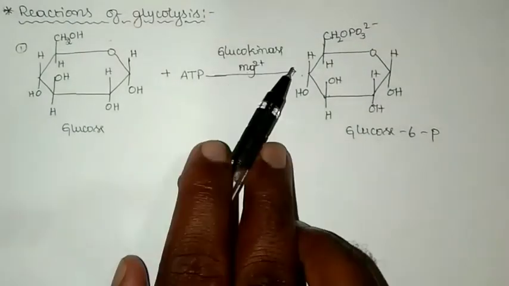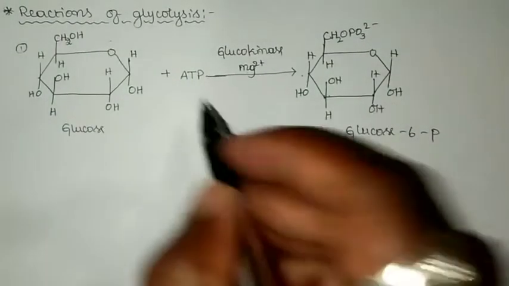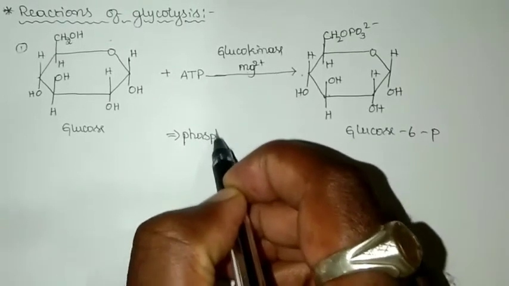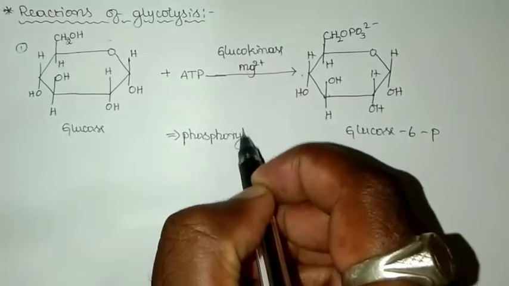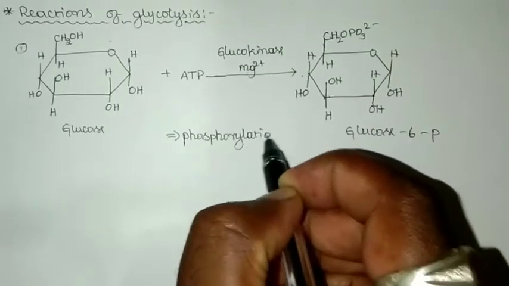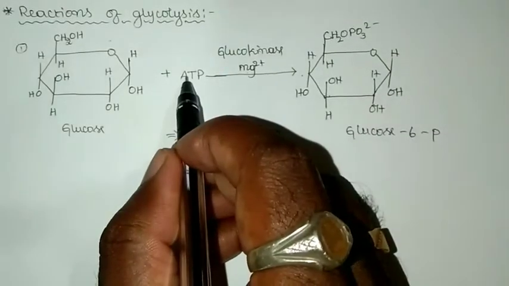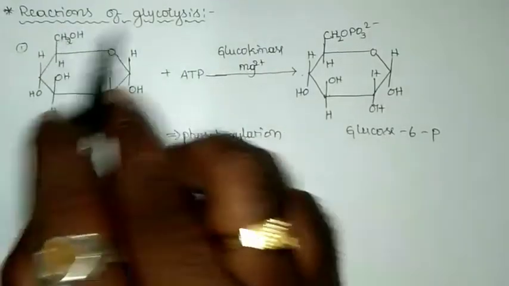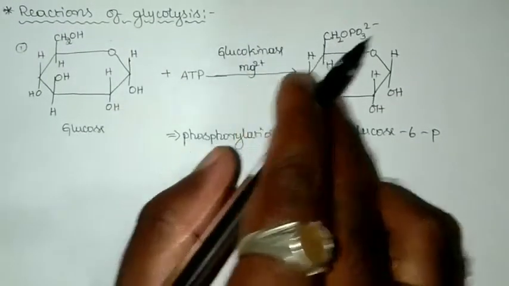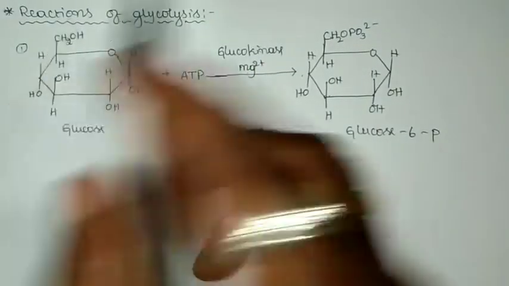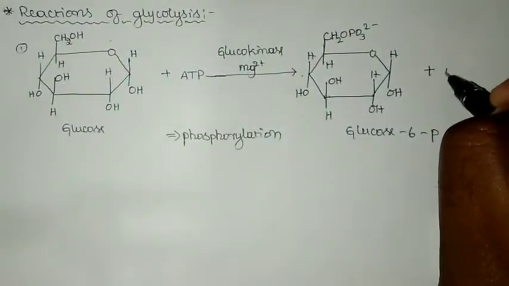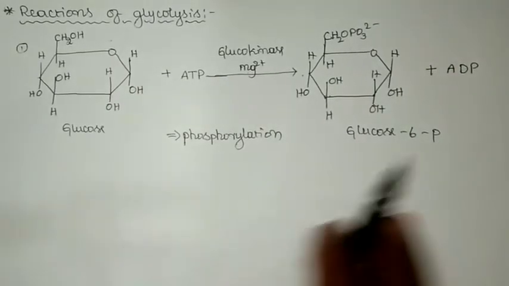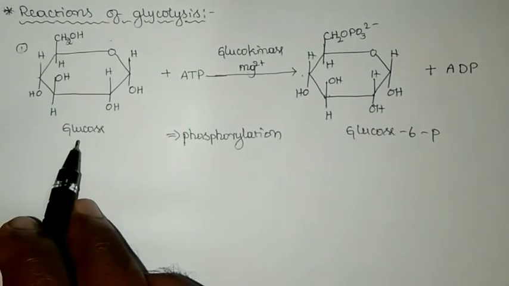Mg2+. So in presence of glucokinase, glucose will undergo phosphorylation so as to produce glucose 6-phosphate. And here we have utilized an ATP molecule. So there will be 3 phosphate units. Among the 3, 1 has been given to the glucose molecule in order to phosphorylate the 6th position. So after that ATP will be converted to ADP. This is the first reaction of glycolysis.